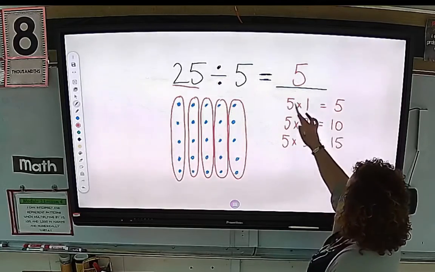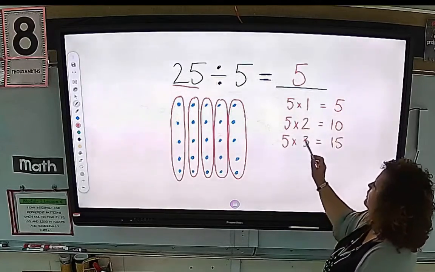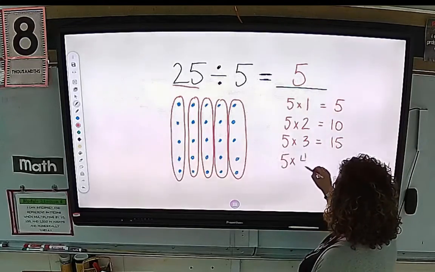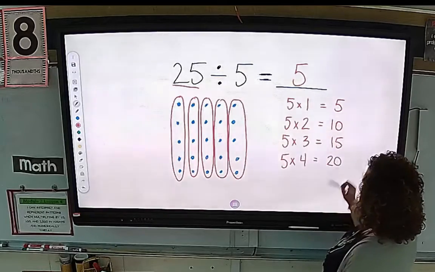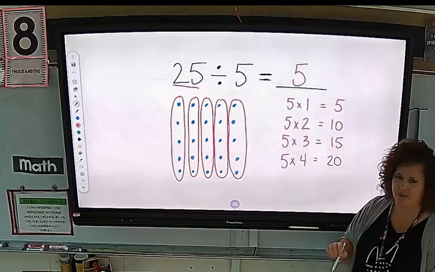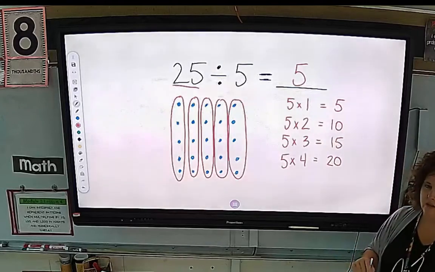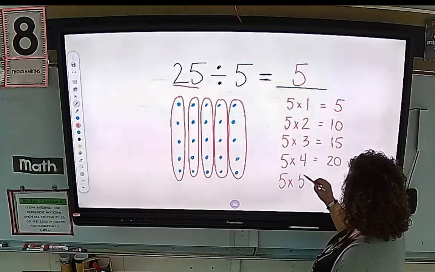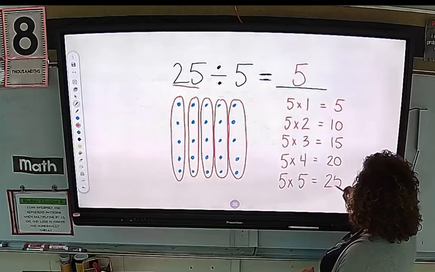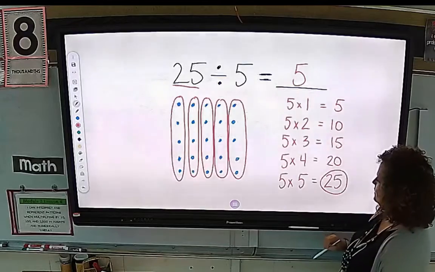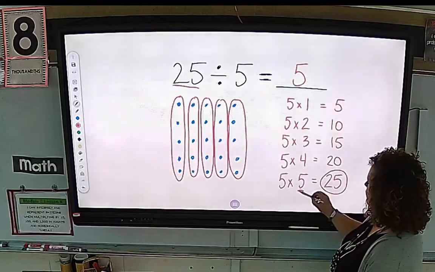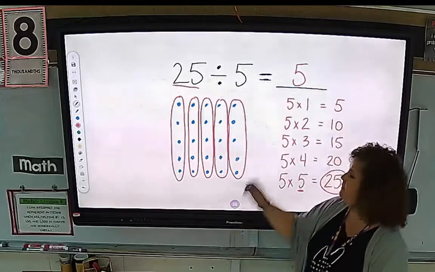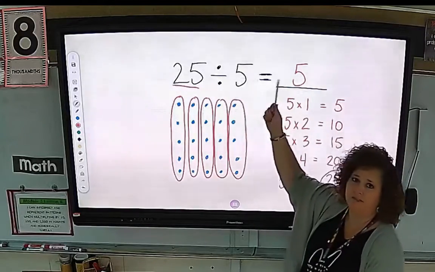See, that's one group of 5. 2 groups of 5. 3 groups of 5. 4 groups of 5 would look like this. Oh, wow, I'm getting closer. But because I know my fact family so well, I know that I can get a little bit closer than that. So 5 groups of 5 is going to equal exactly 25. So I know 5 groups of 5 is going to be my answer: 25 divided by 5 is equal to 5.